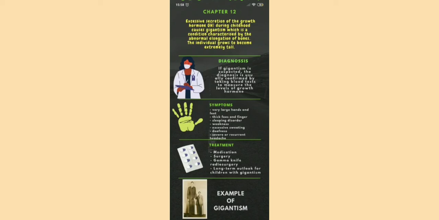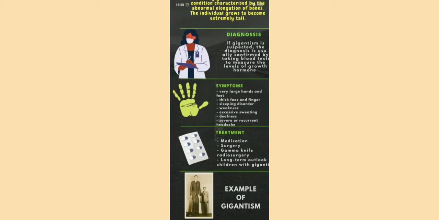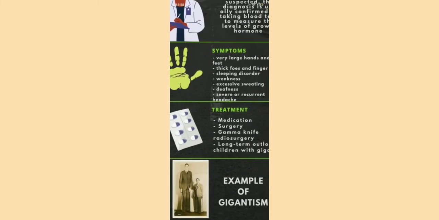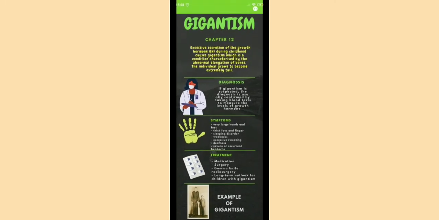And the treatment is medication, surgery, gamma knife radiosurgery, and also long-term outlook for children with gigantism. So as we can see here in the example, we can see a tall person. That's the person who has gigantism.